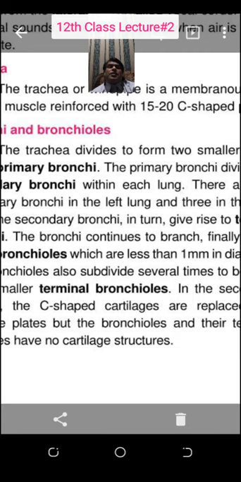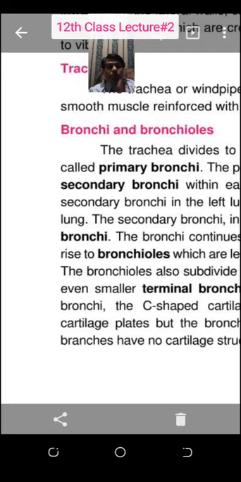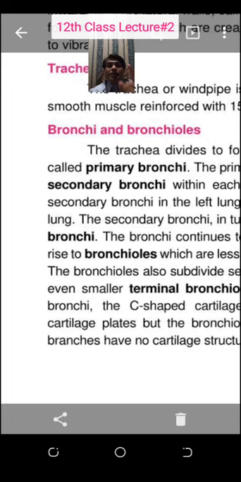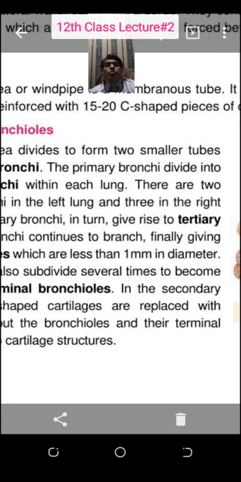The C-shaped cartilage I told you about in the first lecture in the trachea will be replaced by cartilage plates. That means cartilage remains present in the bronchi, but it is a little weaker than in the trachea, where it is strong, C-shaped and incomplete. In the bronchioles, there is no cartilage.